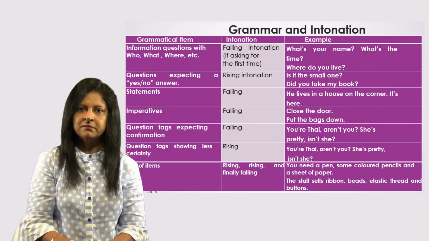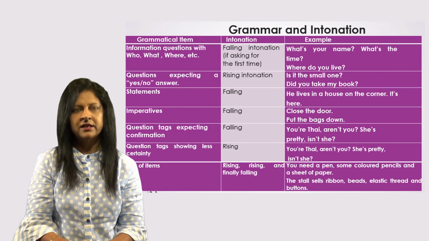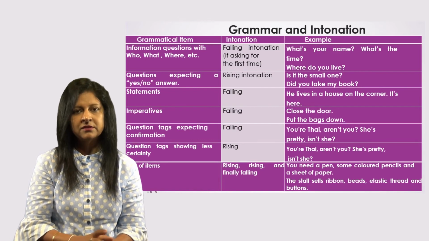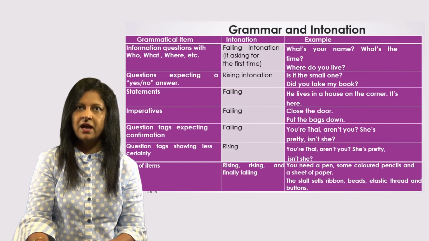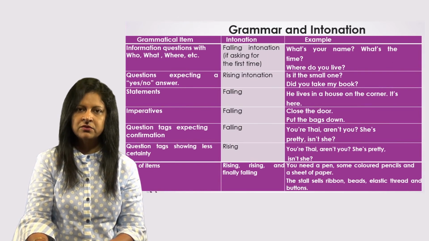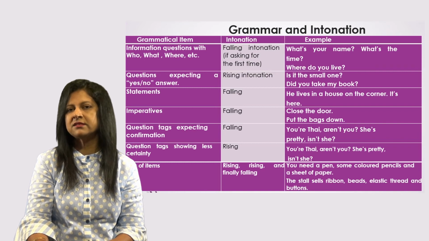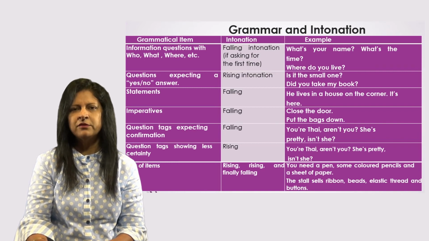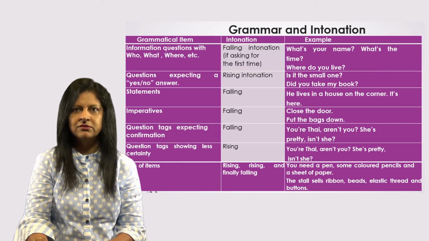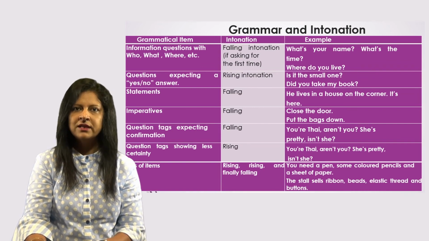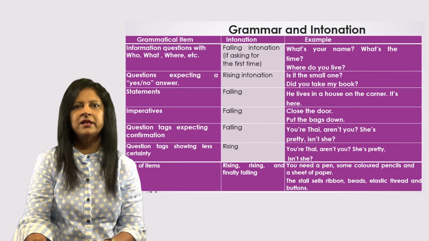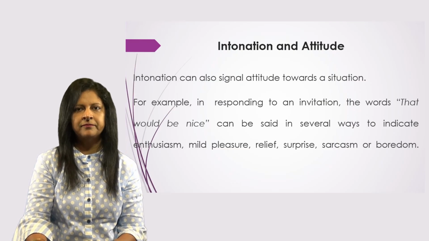So these are some grammar and intonation patterns. I really want you to pay a little attention to this. In the first column, it says grammatical item. The second column shows the intonation, and the last one gives examples. Spend a few minutes to read this. When you are reading, see whether it is falling, or rising and falling, and try to do it. Then you will understand it.